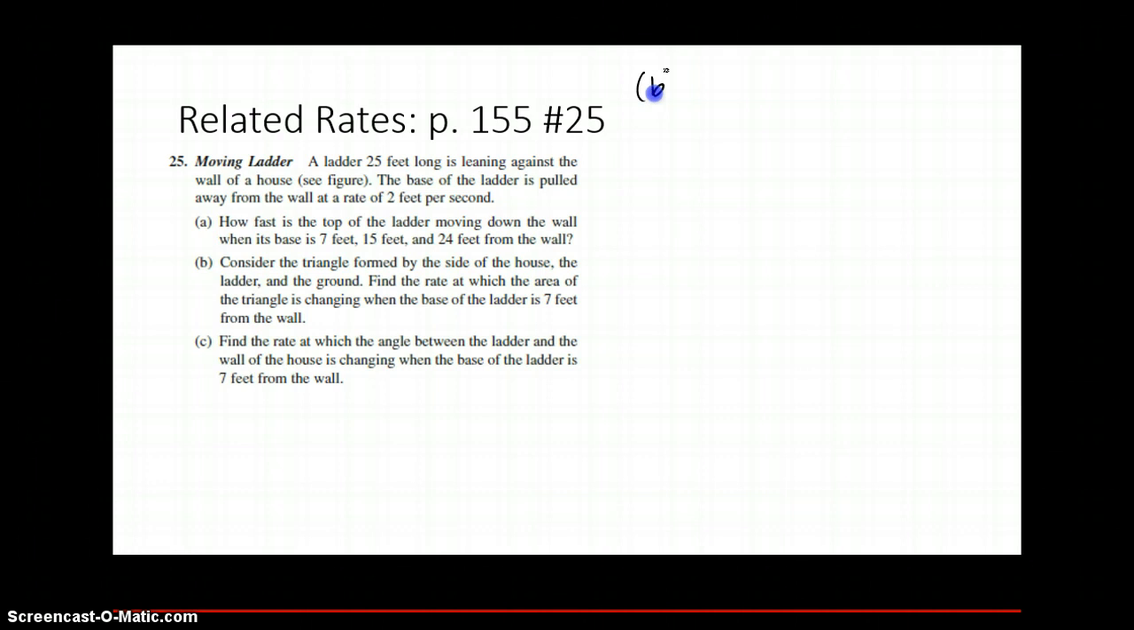Alright, now let's look at B. Consider the triangle formed by the side of the house, the ladder, and the ground. Find the rate at which the area of the triangle is changing when the base of the ladder is 7 feet from the wall. Okay, so at the moment this is 7 feet from the wall. We know the length of the ladder isn't changing from 25 feet. From the previous problem, we found this length to be 24. We know this moves away at a rate of 2 feet per second. That's given. And we know the ladder slides down the wall at a rate of negative 7/12 feet per second. That's what we found from part A.